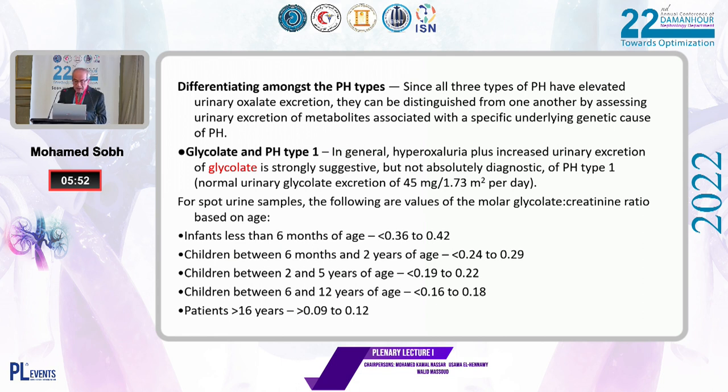In general, hyperoxaluria plus increased urinary excretion of glycolate is strongly suggestive, but not absolutely diagnostic of type 1. You have to go to genetic study. And this is the normal value of glycolate excretion. And also there is the glycolate creatinine ratio.